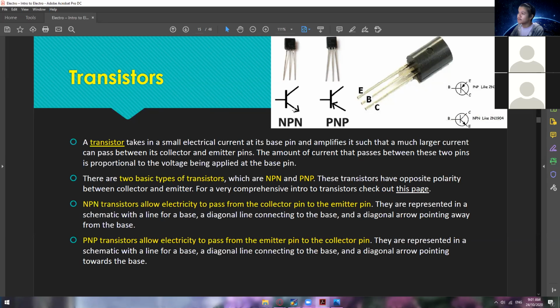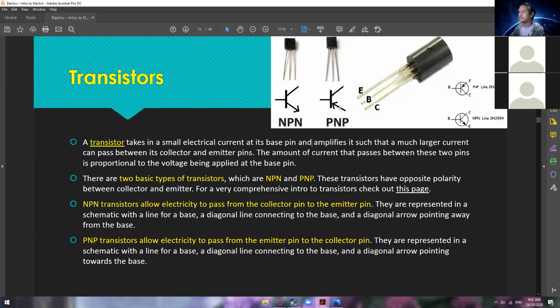Ah, no, collector, rather. Am I right? NPN. Emitter, sorry. Yeah, that's correct. The first one is correct. So the one that has an arrow is the emitter. And then the other one is the collector, and the middle one is always the base. So in NPN, the electricity goes from the collector to the emitter.